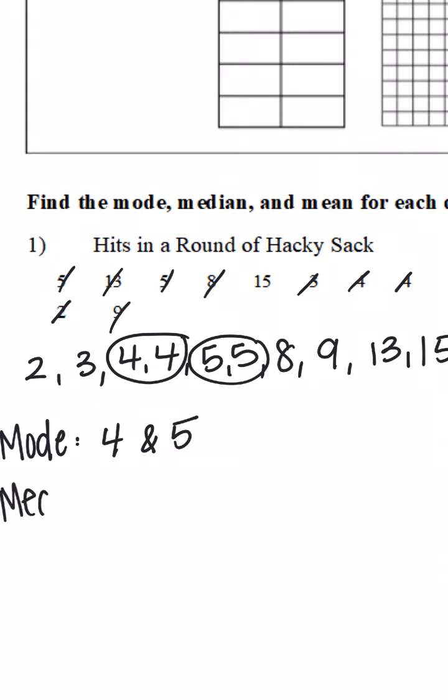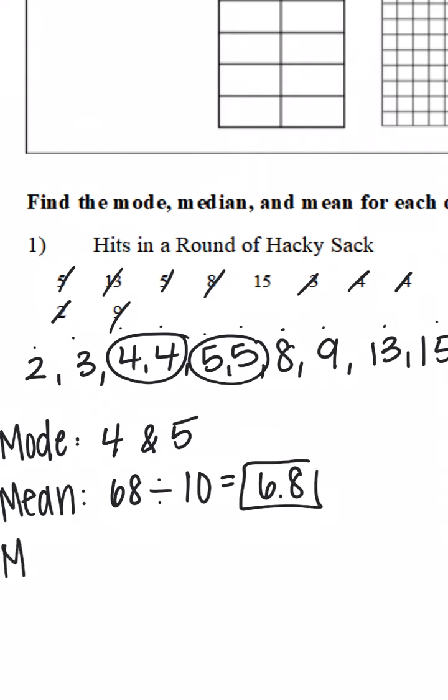Our mean, that's when you add all the numbers up and divide by how many there are. So I would do 2 plus 3 plus 4 plus 4 plus 5 plus 5 plus 8 plus 9 plus 13 plus 15. And I get 68. And 68 divided by 1, 2, 3, 4, 5, 6, 7, 8, 9, 10. 68 divided by 10 is 6.8. So that is the mean.